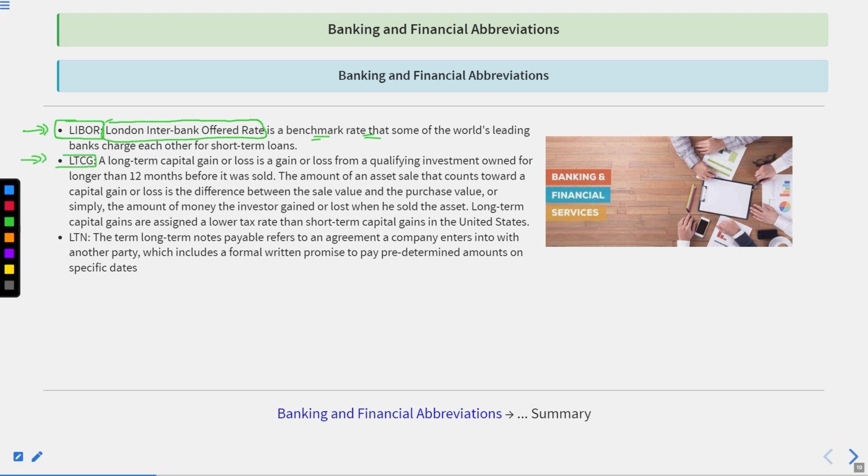LTCG, long-term capital gain or loss, is a gain or loss from a qualifying investment owned for longer than 12 months before it was sold. The amount of an asset sale that counts toward a capital gain or loss is the difference between the sale value and the purchase value, or simply the amount of money the investor gained or lost when he sold the asset. Long-term capital gains are assigned a lower tax rate than short-term capital gains in the United States.